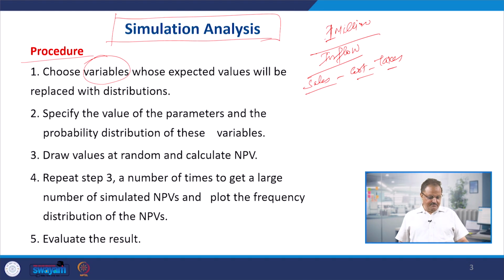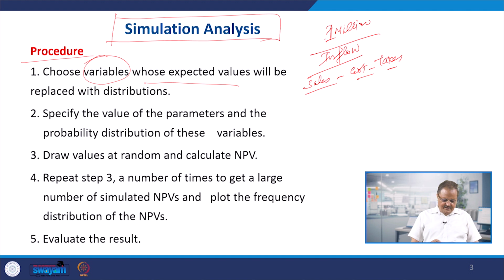So you have to choose the variable, that is the first step, whose expected values will be replaced with a distribution. Over a period of time, first you will take one distribution of the values of the variables. Variables are like your total cash outflow, and for calculating the cash inflow you have the sales level, the variable cost, and the fixed cost. So first you will create one distribution of the values, then for the second round of the simulation you will replace the old values with the new values and create a new simulated scenario. So first of all you have to choose the variables.